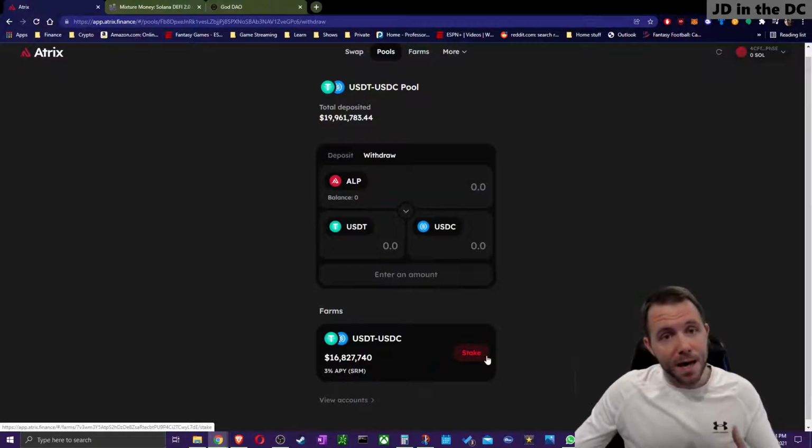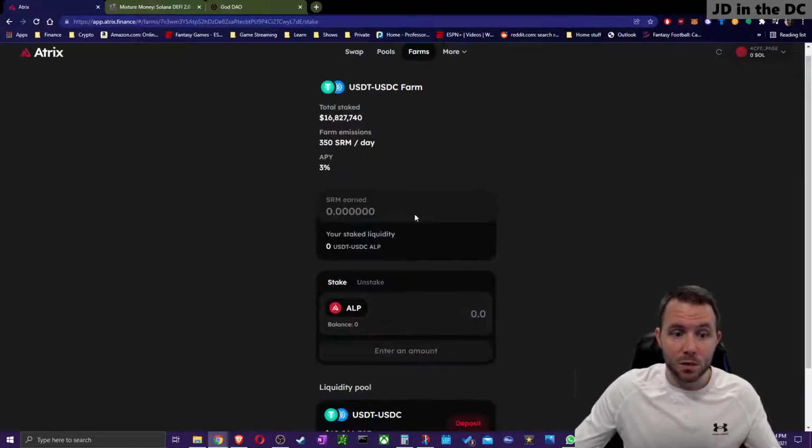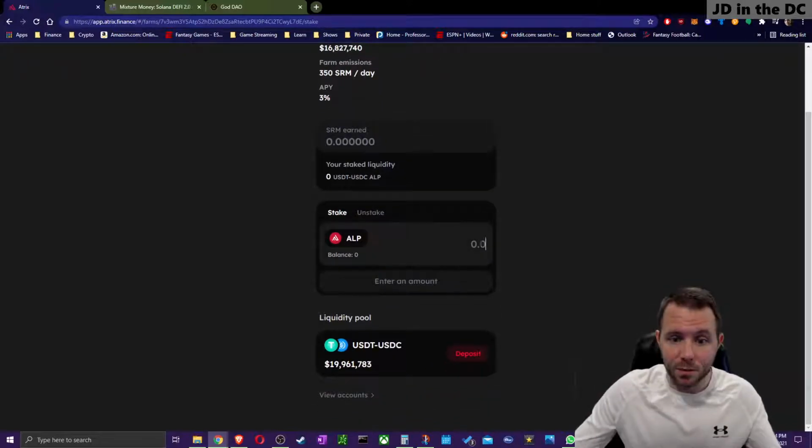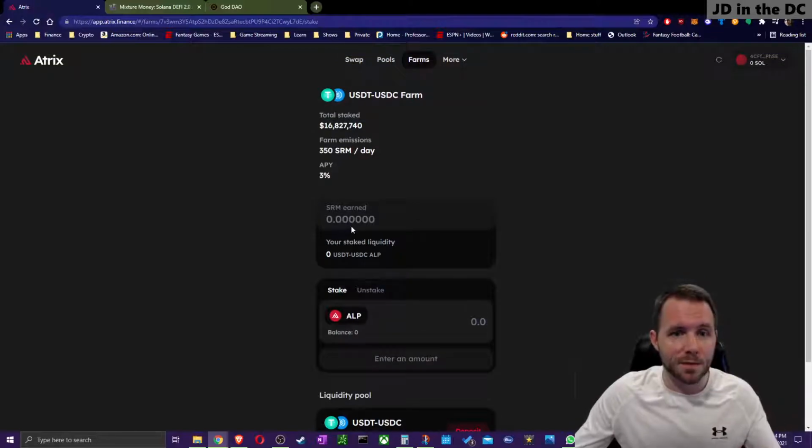So that's not too bad. You would just hit stake. You would come up here, and right here you would type in or enter however much balance you had in that token, put it in the pool, and then from here you'll start earning rewards. You can come back to this page and see how much you've earned over time.